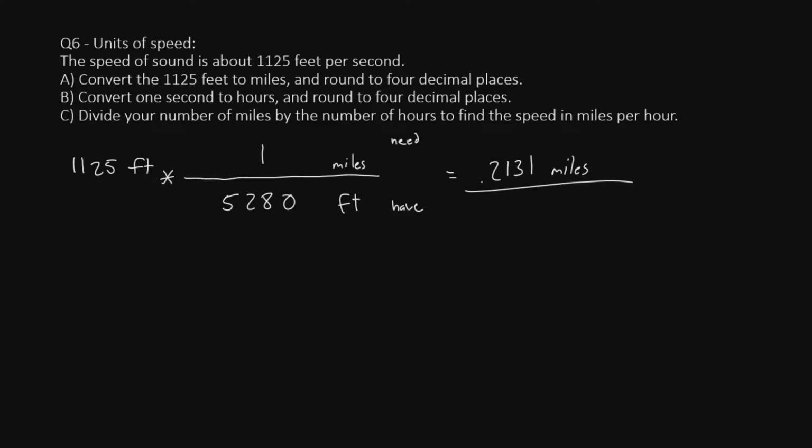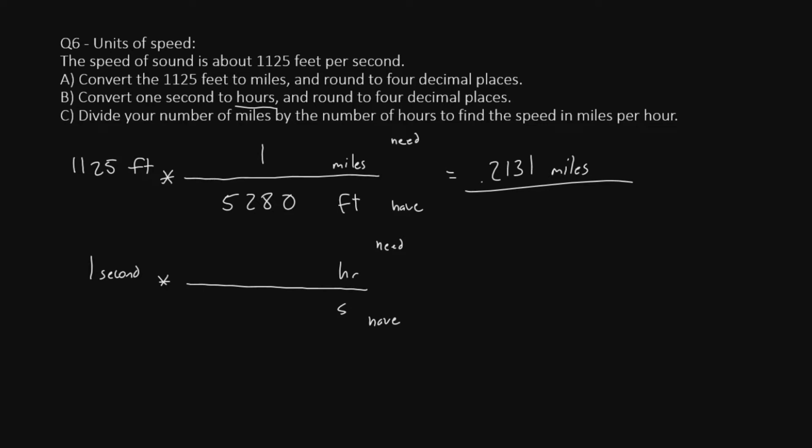Now we are meant to convert 1 second to hours. We'll multiply this by a conversion factor to change to hours. We'll place seconds on the bottom, because that's what we already have, and place hours on the top, because that's what the question asks for us to go to.